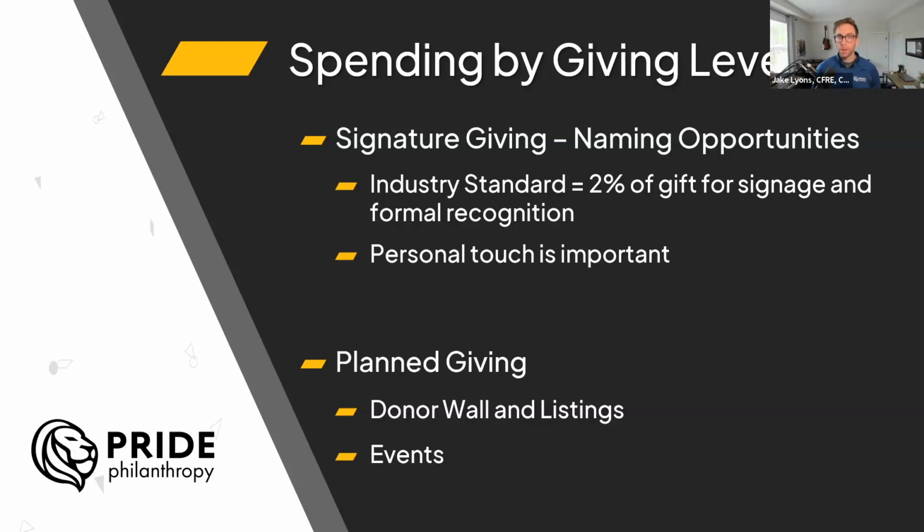So first, signature giving level. Now we define this as anything over $50,000. Some organizations go a little lower than that. Major gifts is an interchangeable term, but anything that is signage or name on a building, name on a wing, name on a program type thing. The standard for the industry is about 2% for the signage.